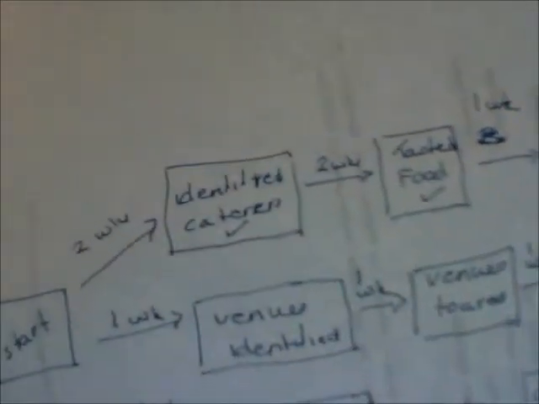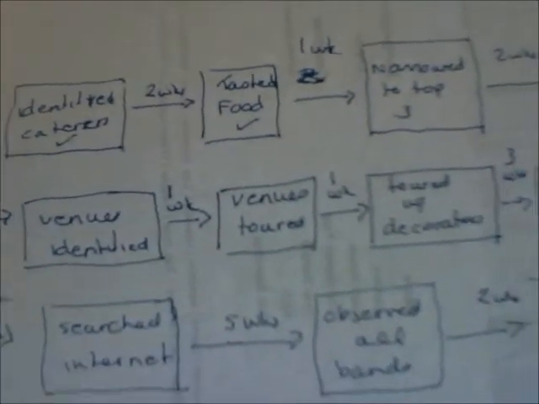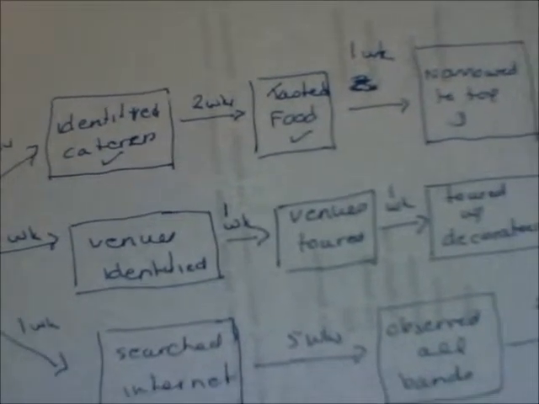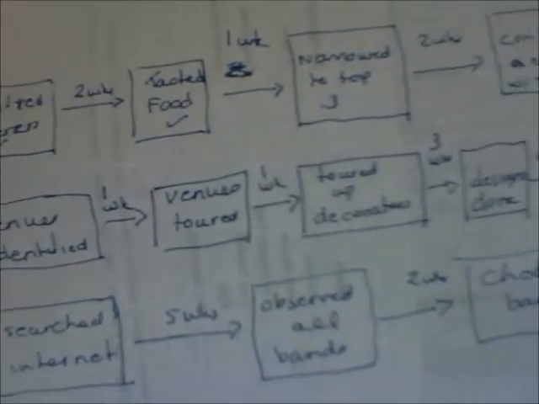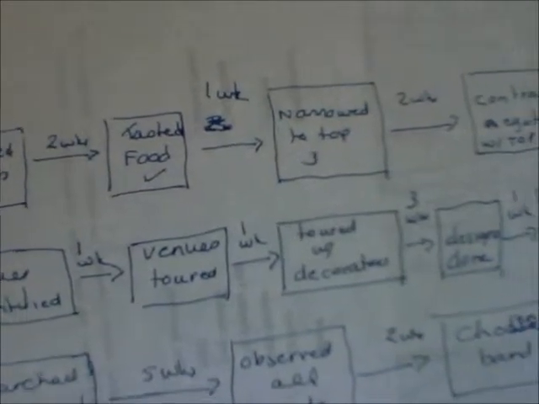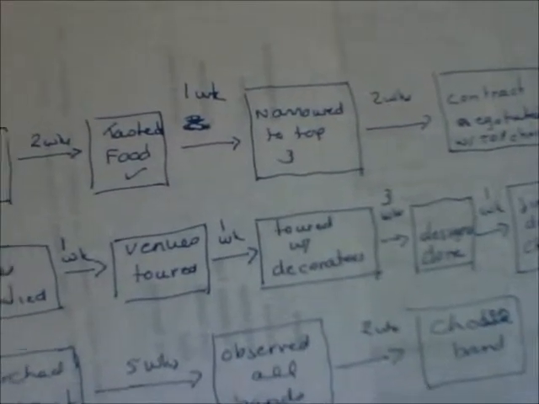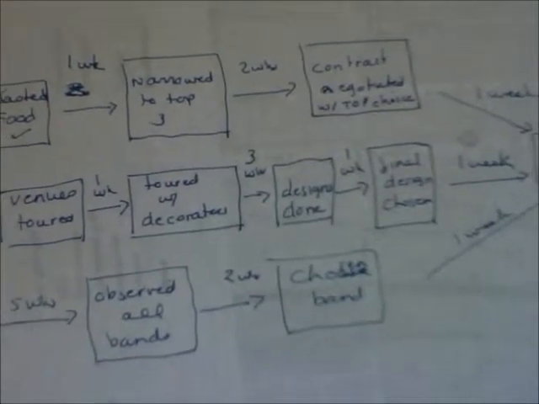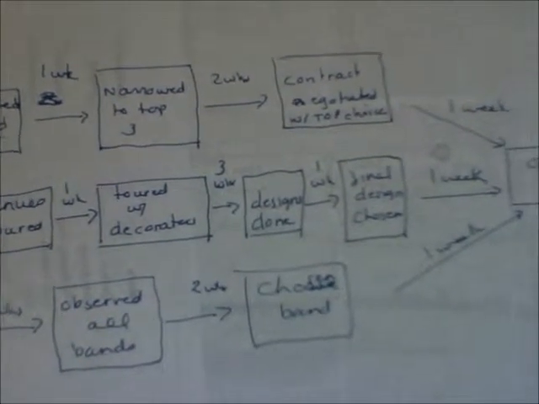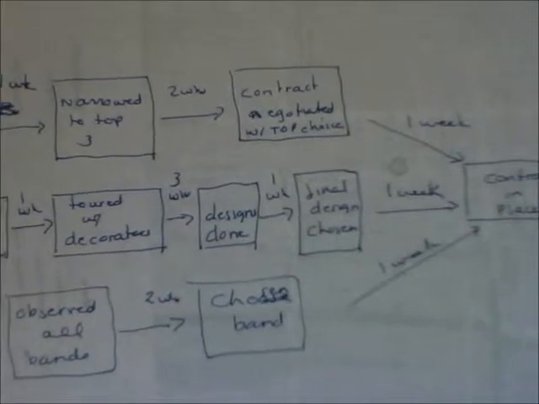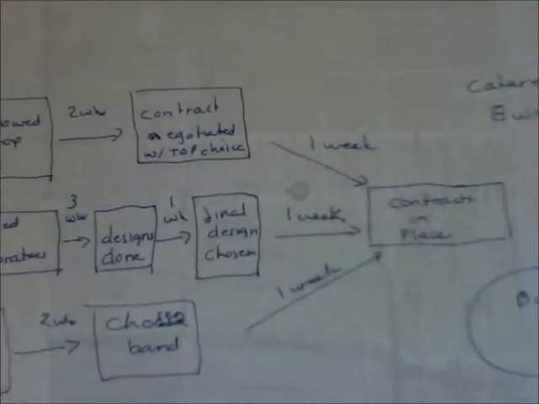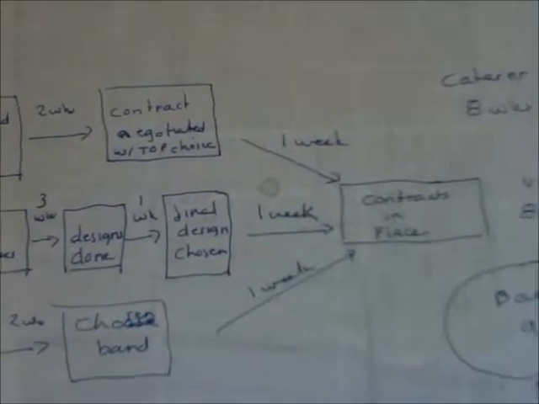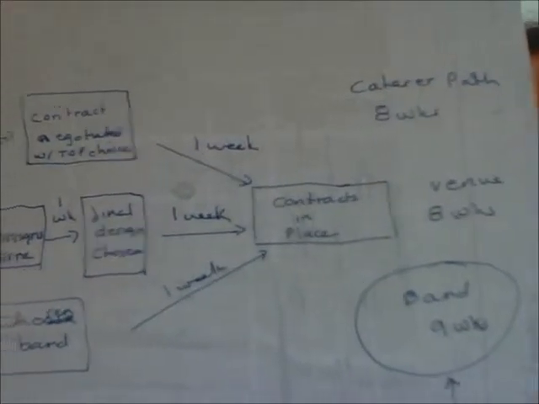Next is the path for the venue. Sorry, it's not very straight. We are going to take 1 week to identify potential venues, another week to actually tour them, and then we're going to take the decorators on a tour, so that's going to take us another week. And then it's going to take 3 weeks for the decorators to come up with designs, followed by 1 week for us to make a final choice. And once we've made our choice, it will take us just 1 week to enter into a contract with the venue. So that path also took us 8 weeks.